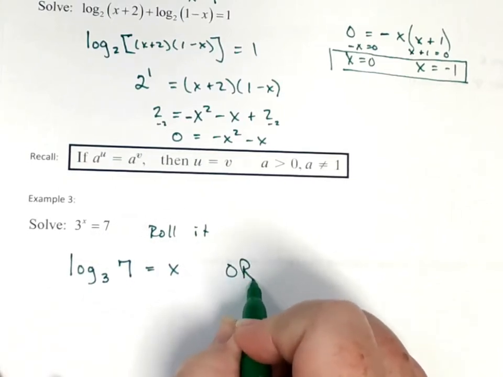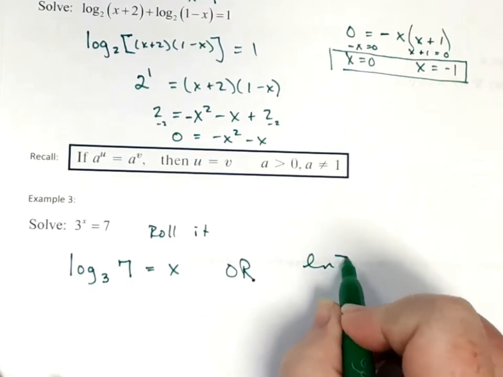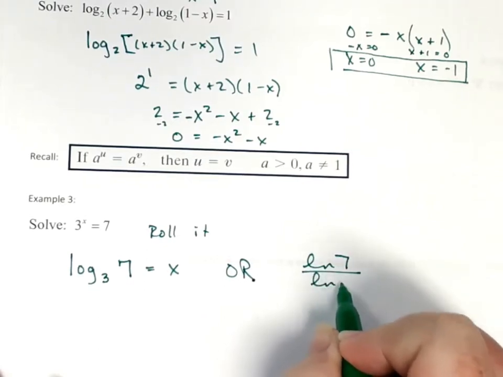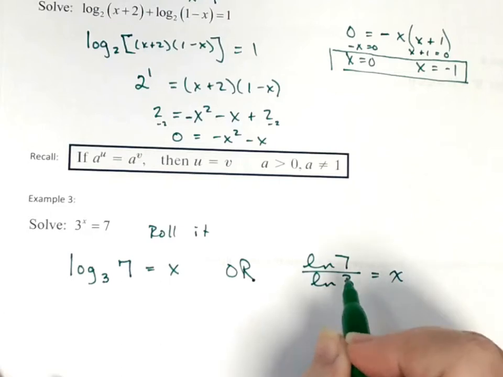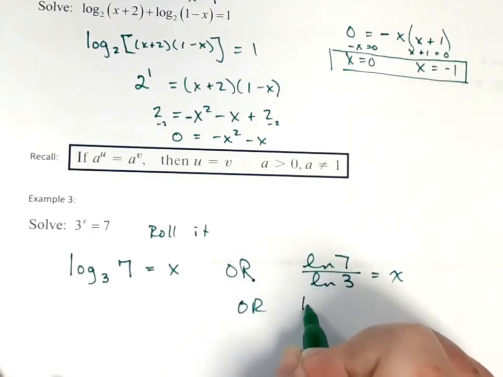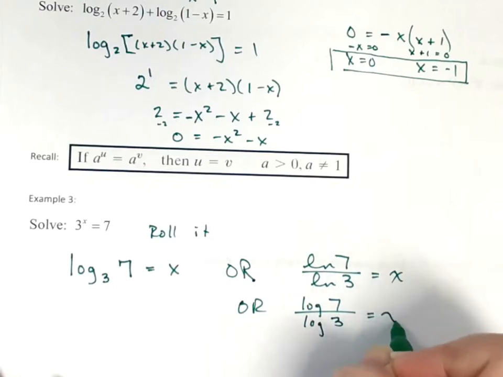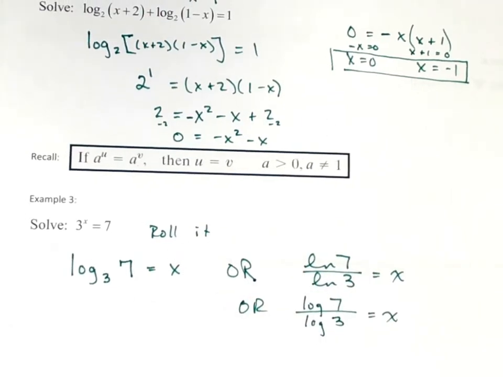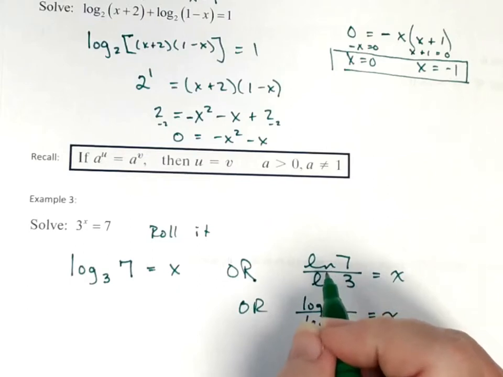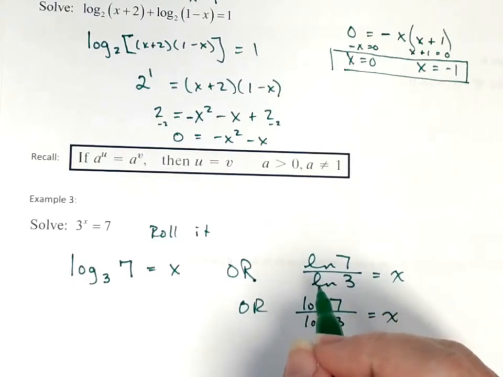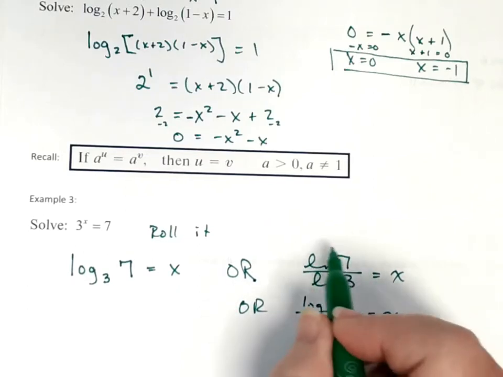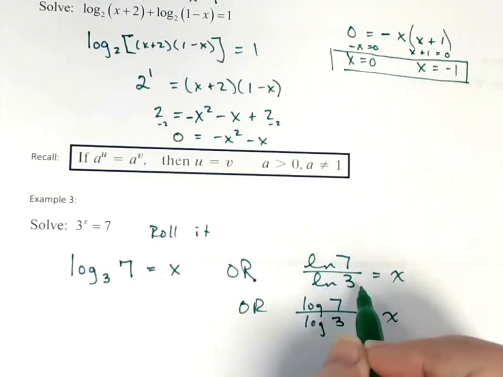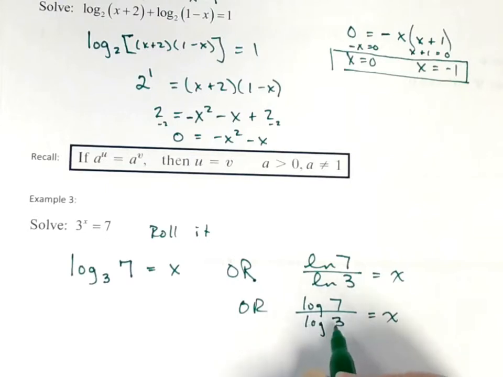So they're going to want me to rewrite it as the natural log of 7 divided by the natural log of 3, or the common log of 7 divided by the common log of 3. Either one of those answers is correct, but make sure when you're putting it into the computer program that you use either natural log of 7 divided by natural log of 3, or common log of 7 divided by common log of 3.